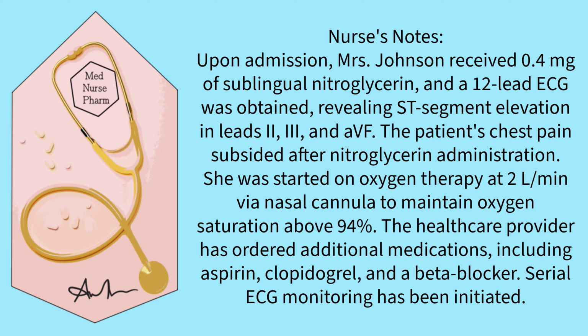This is part 2 of the case study, which is based on the nurse's notes. Upon admission, Mrs. Johnson received 0.4 mg of sublingual nitroglycerin, and a 12 lead ECG was obtained, revealing ST segment elevation in leads 2, 3, and AVF. The patient's chest pain subsided after nitroglycerin administration. She was started on oxygen therapy at 2 liters per minute via nasal cannula to maintain oxygen saturation above 94%. The healthcare provider has ordered additional medications, including aspirin, clopidogrel, and a beta blocker. Serial ECG monitoring has been initiated.